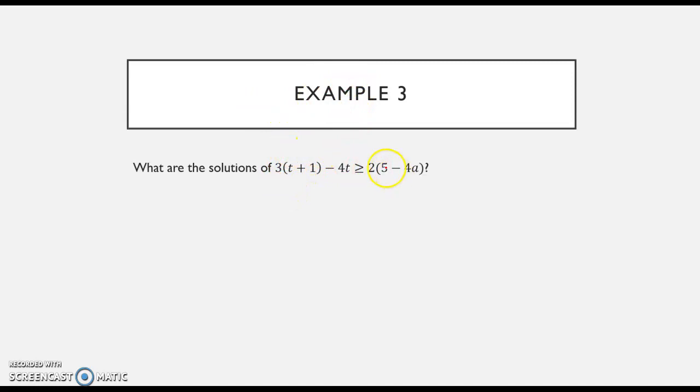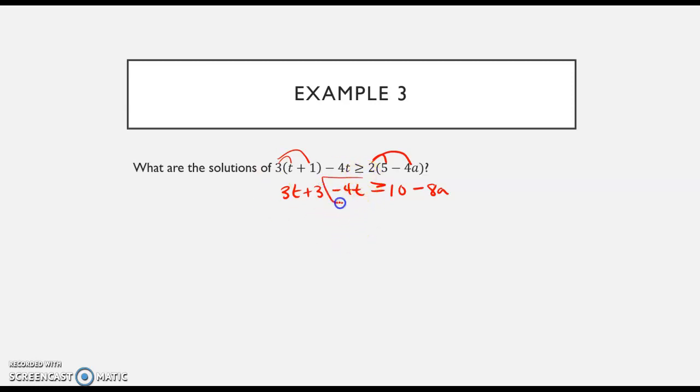Looking at our problem, I see that we have some distributing that we need to do first. So I'm going to take 3 times t and 3 times 1. So I now get 3t plus 3 minus 4t is greater than or equal to, and then I'm going to distribute the 2. So 2 times 5 is 10. 2 times negative 4 is negative 8a. So just like before, we always start with distributive property. After the distributive property, then we combine any like terms that are on the same side of the inequality.